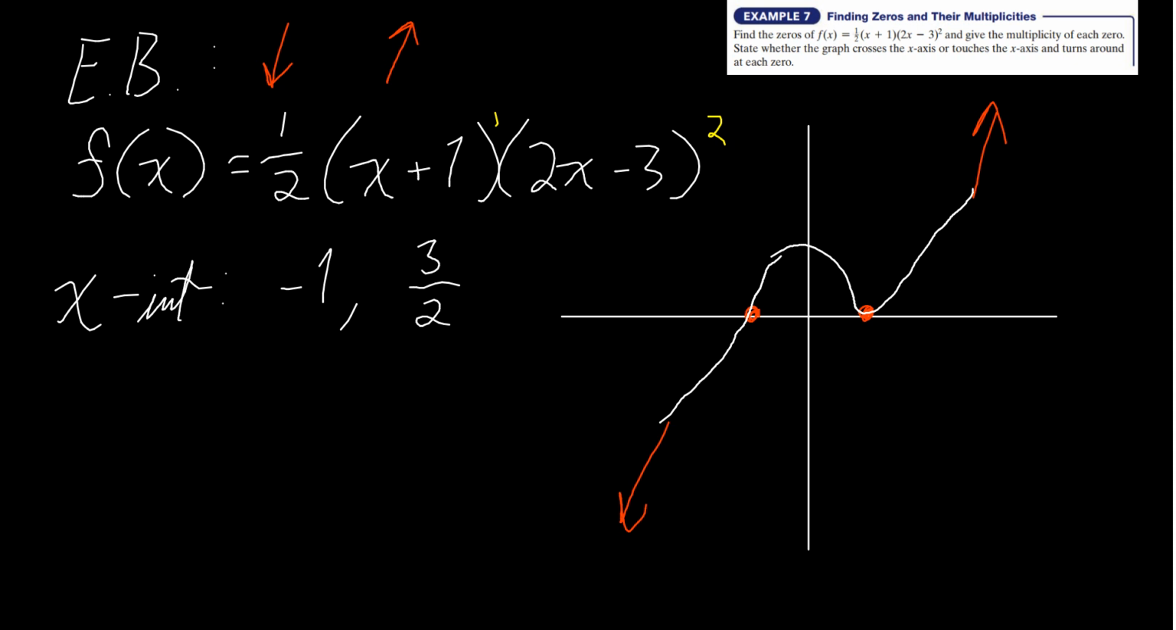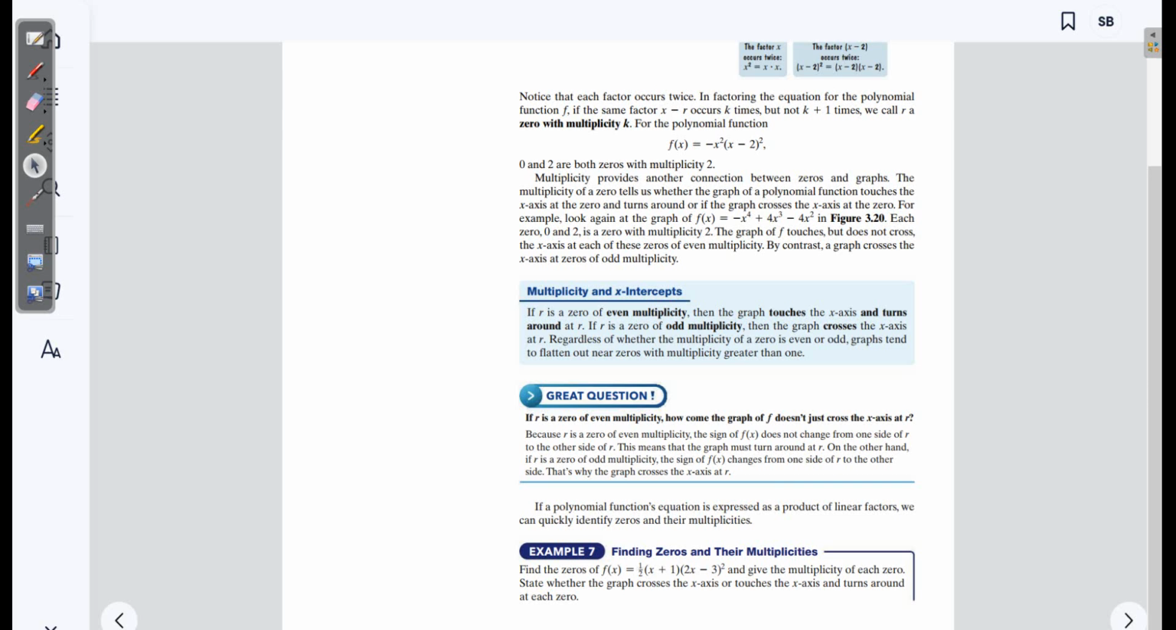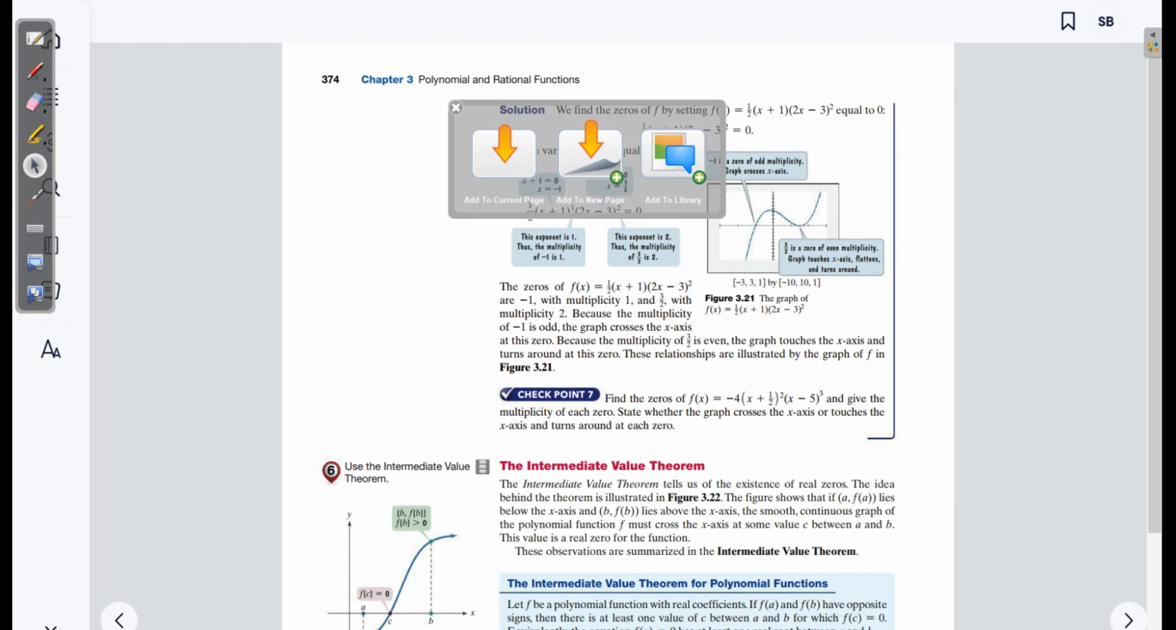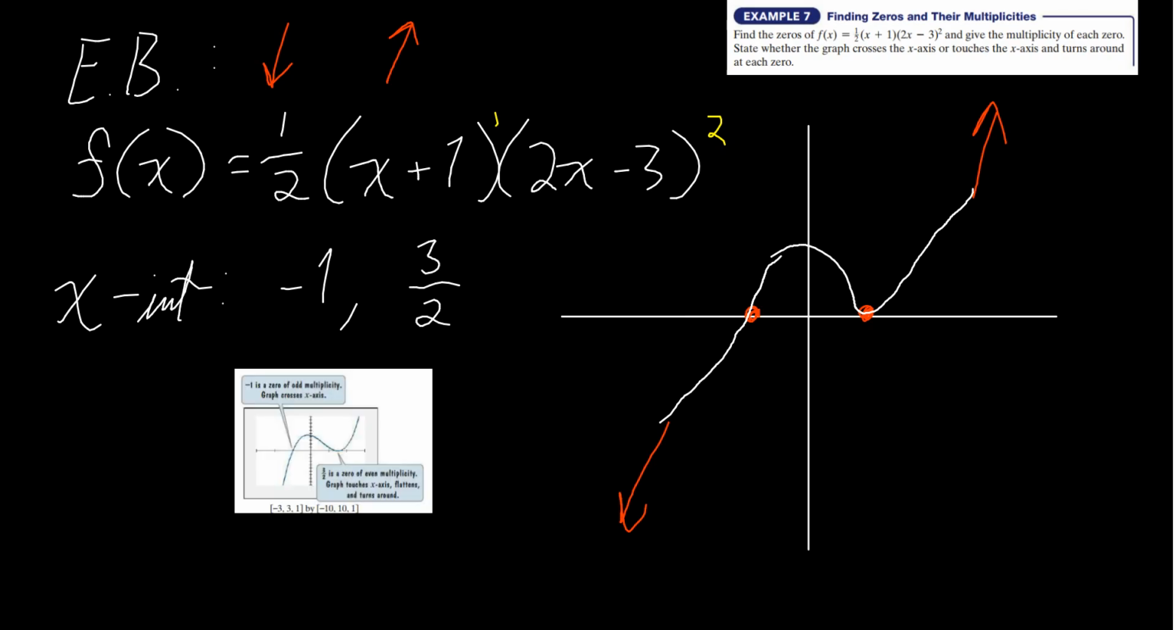That's what multiplicities are. The multiplicity tells us if we are going to cross the x-axis or if we're just going to touch it. Since we have an odd number associated with the root at negative 1, we crossed. And since we have an even number associated with the root at 3/2, we touched and just took off the other way. So that's their multiplicity. Now let's look at the better graph version.